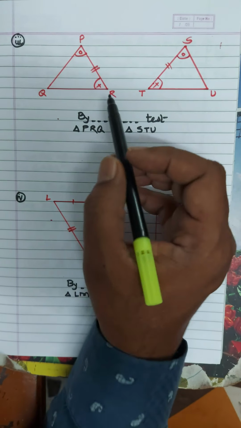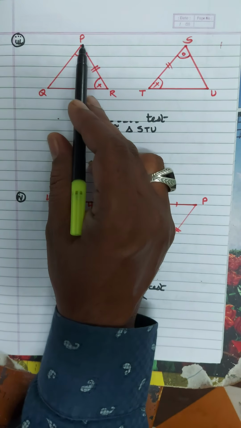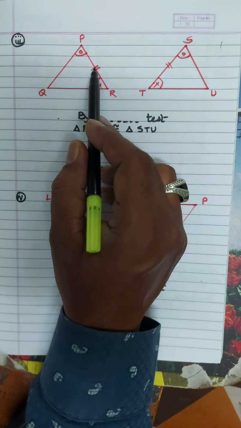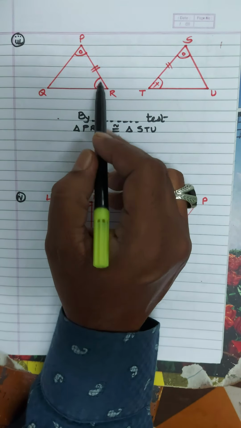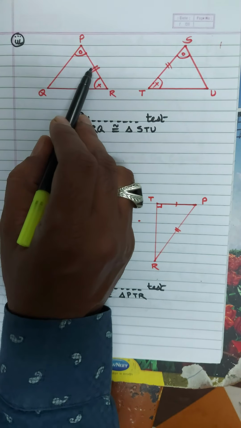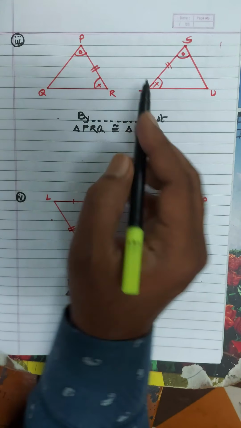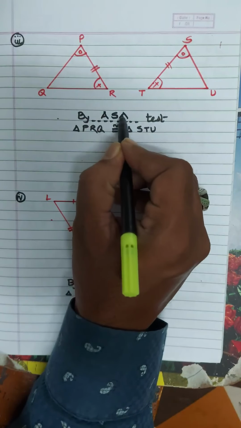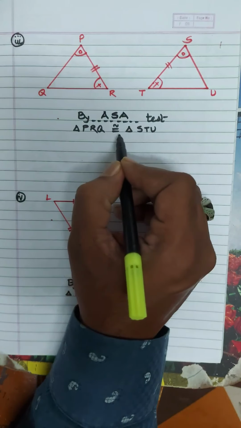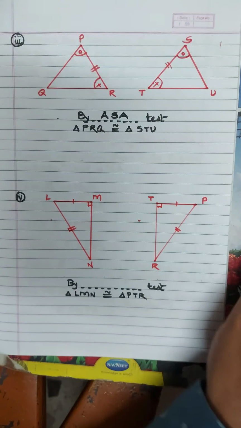Now here also in this case, in triangle PRQ and STQ, one identical side is given here and two angles are there. So it means angle side angle test. In short form we can write the angle side angle test. So triangle PQR is congruent to triangle STU.